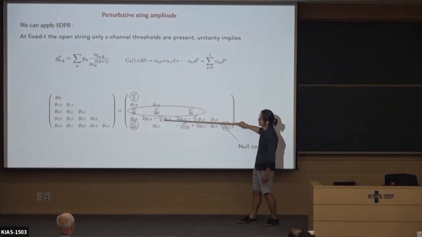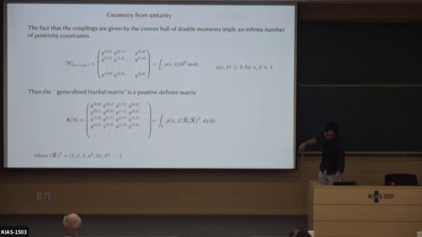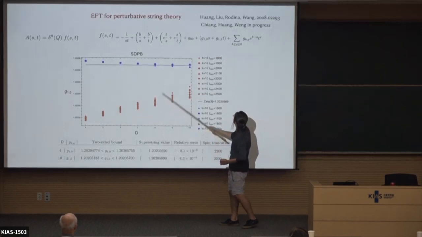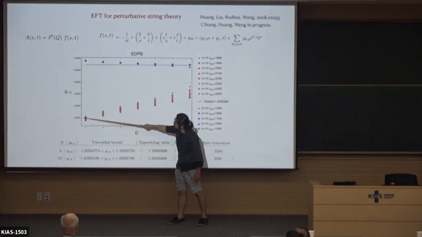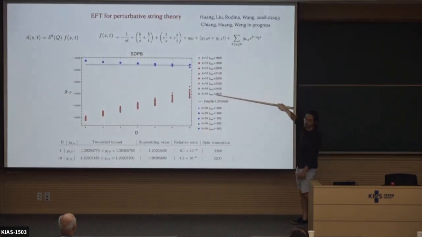And this is the result. So for example, this is G10, which is this coefficient here. The string theory value is zeta 3. I don't know if it's clear, but you can see this is already down to 5 digits. And this is converging as we increase the number of monodromy constraints.